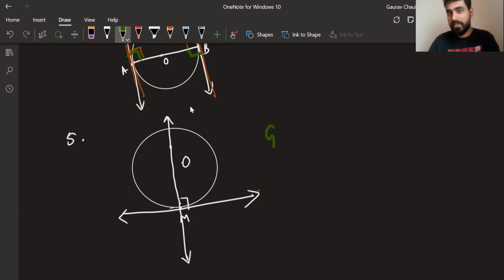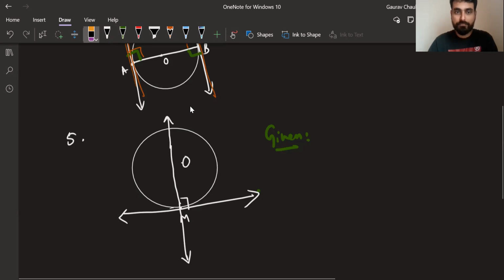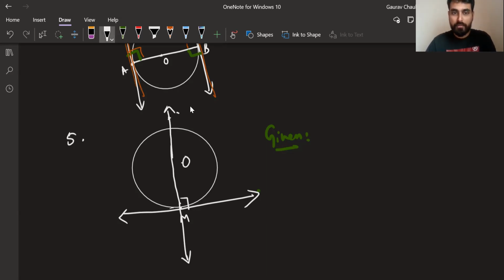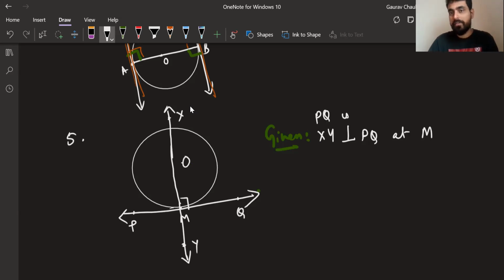See, we already know that given is what? Let me make this longer. Let this be X and Y. Okay. XY is perpendicular to, let this be PQ, PQ at M, and PQ is a tangent.